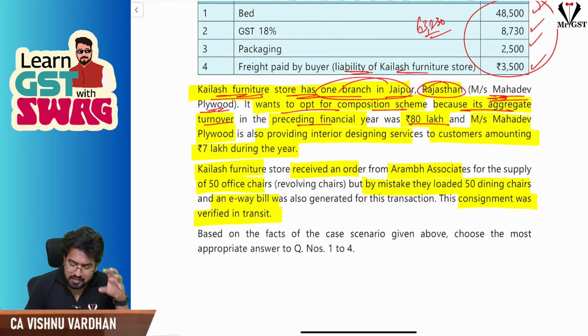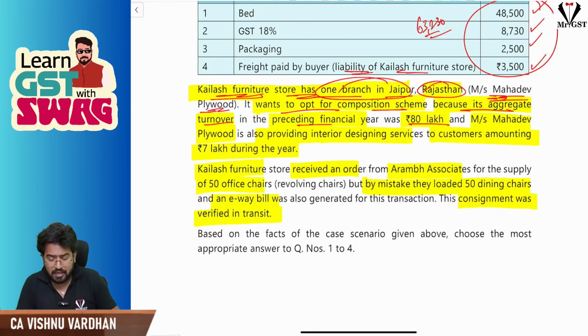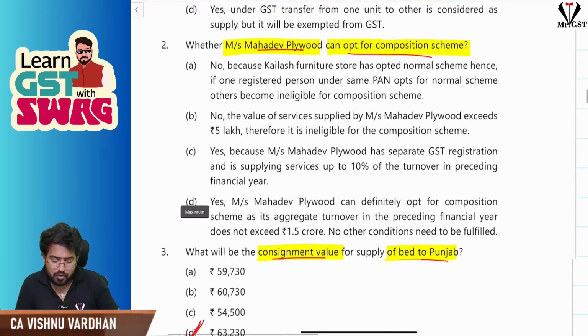So the point is, with the same PAN, that means the same person has another branch and they are doing business with the same PAN. They cannot have one going with the composition scheme and one going with the normal scheme, correct? You know that, right? So they cannot opt for the composition scheme.